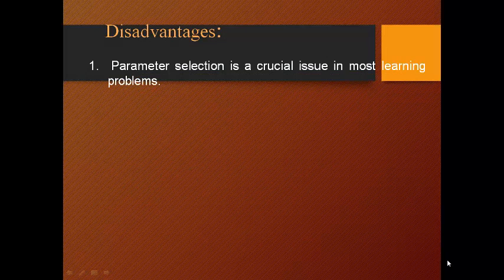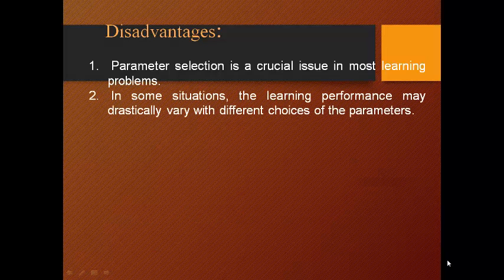The disadvantages of the system are: parameter selection is a crucial issue in most learning problems. In some situations, the learning performance may drastically vary with different choices of parameters.